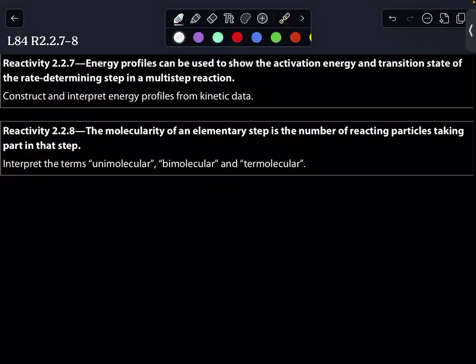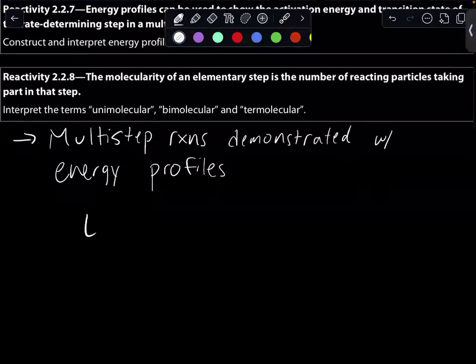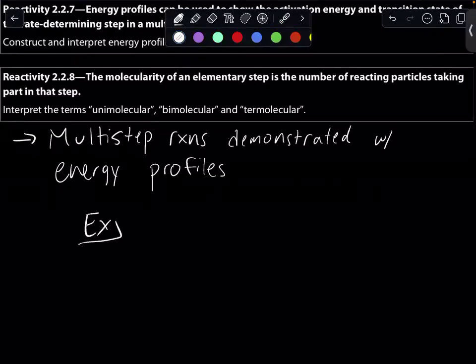So in the previous section, we talked about multi-step reactions, and how they can be demonstrated in multiple ways, but they can also be created with energy profiles. And it's kind of the easiest way to look at them because we get a lot of information from that energy profile. So let's take an example of some multi-step reaction.